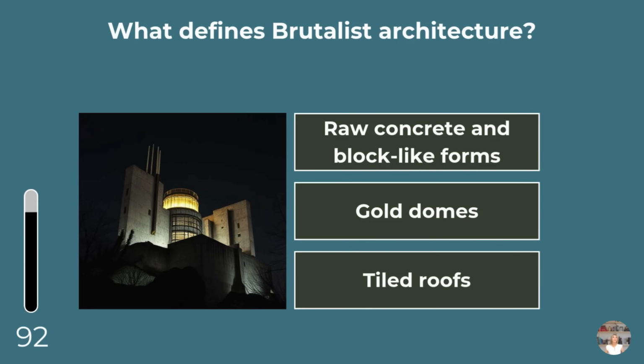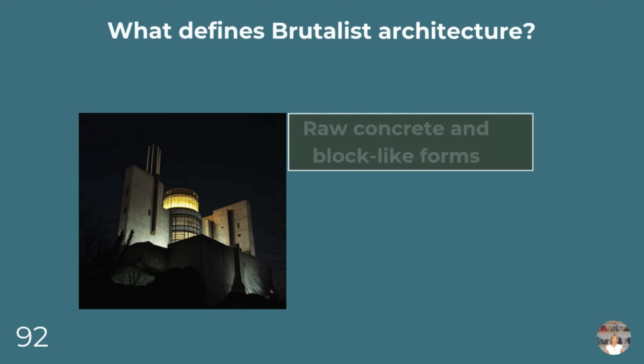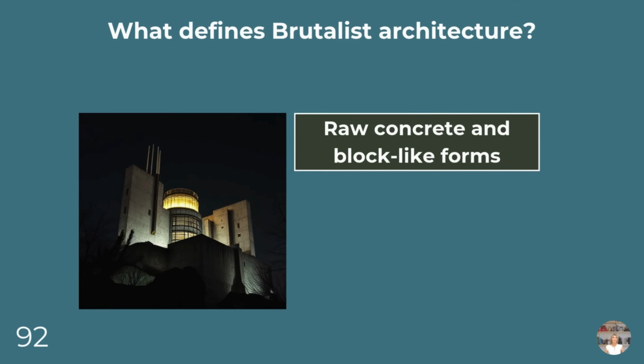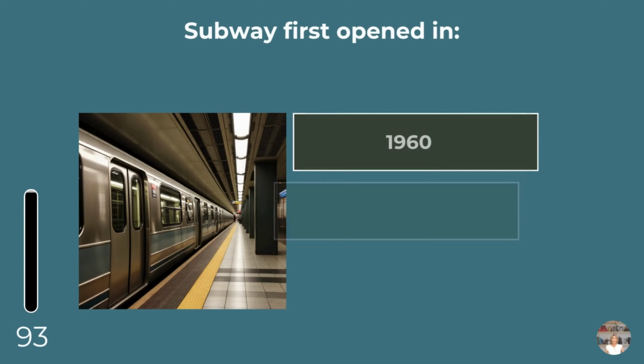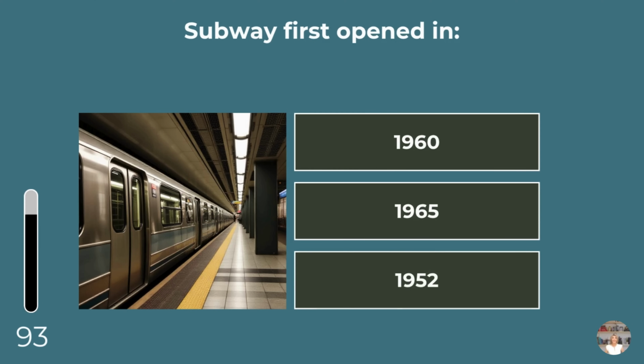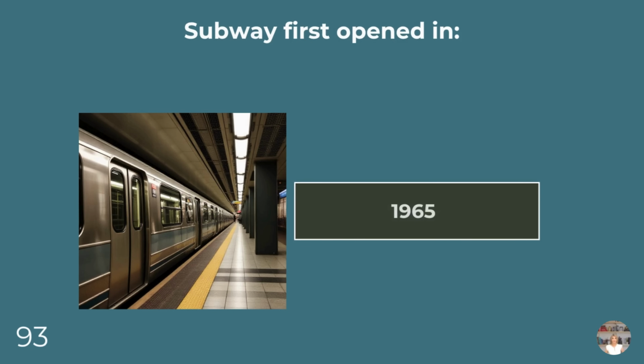What defines brutalist architecture? Raw concrete and block-like forms, gold domes, or tiled roofs? Raw concrete and block-like forms. Subway first opened in 1960, 1965, or 1952? 1965.